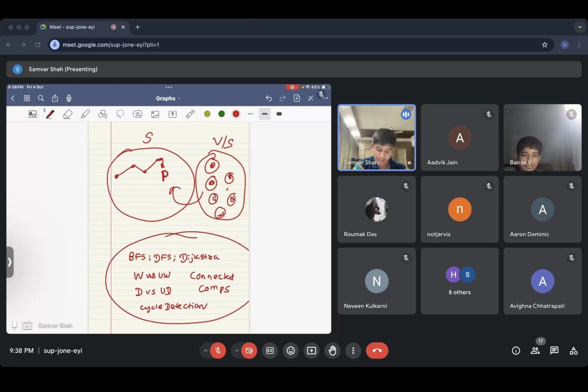Except generalization of cycle detection, because I can do it now, but I feel it's not required at this point, just for graphs, one BFS, DFS, and Dijkstra should be enough. Yeah, go on.